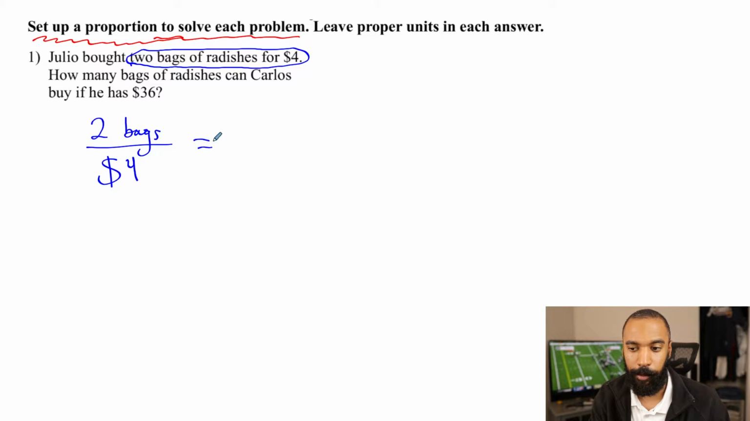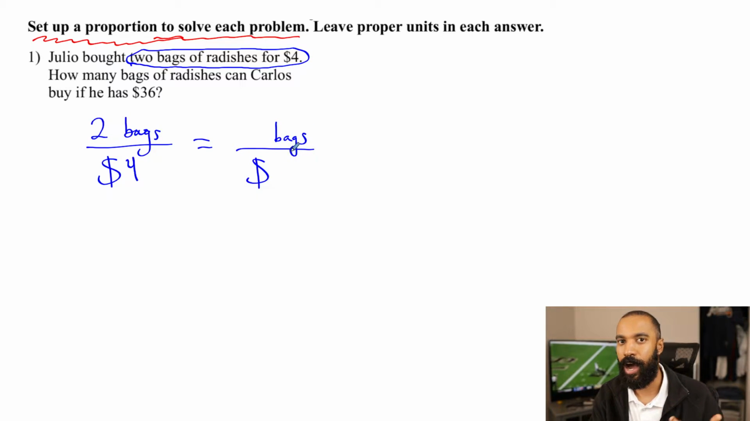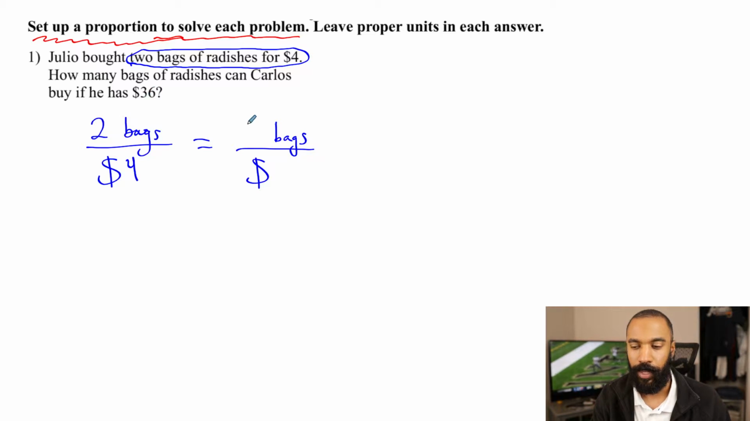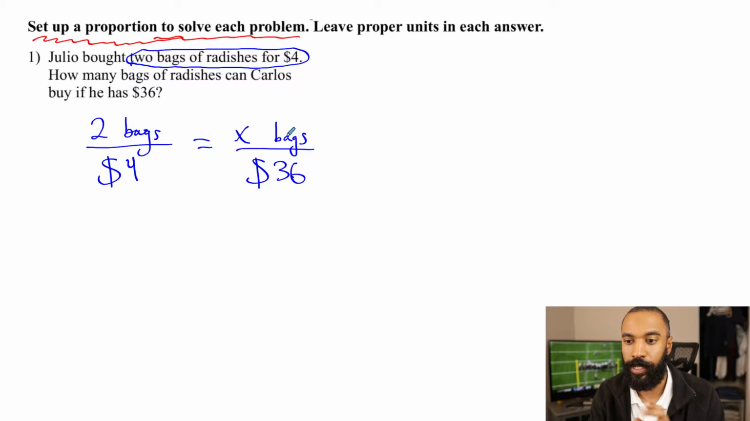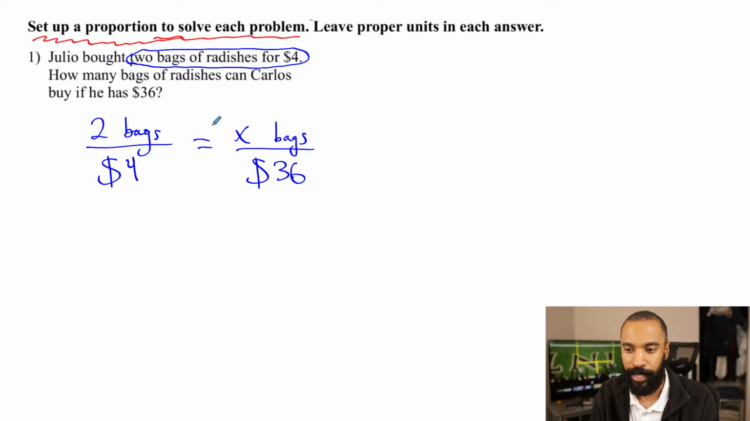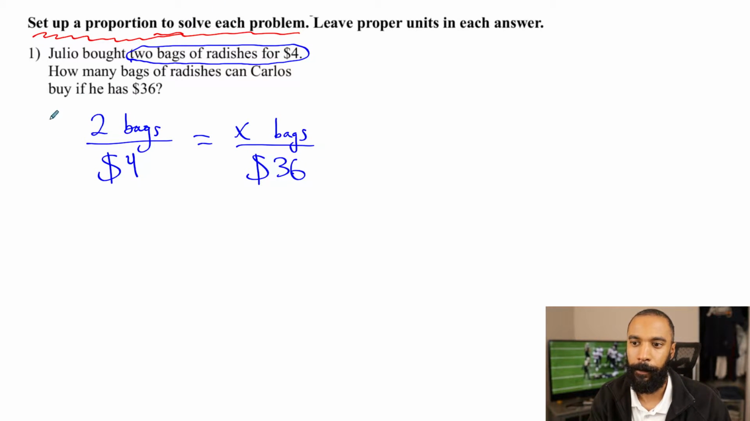Now on this side of the proportion, what I have to make sure is that I have bags on top and dollars on bottom for the other thing that looks like it's larger. $36 on this side for an unknown number of bags. We don't know how many bags of radishes give us it. And I know a lot of people want to shout out the answer at this time, but you got to know how this sets up before anything else plays with it. So this is what Julio did. 2 bags for $4 is what Carlos would do here.